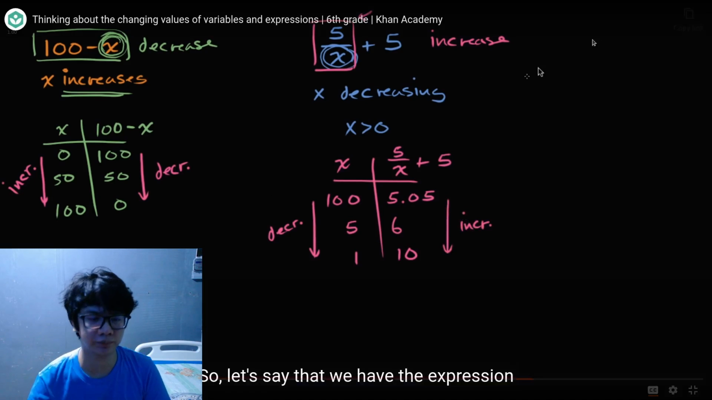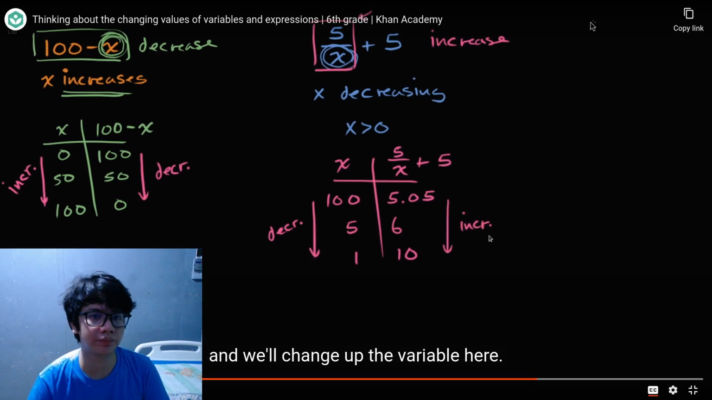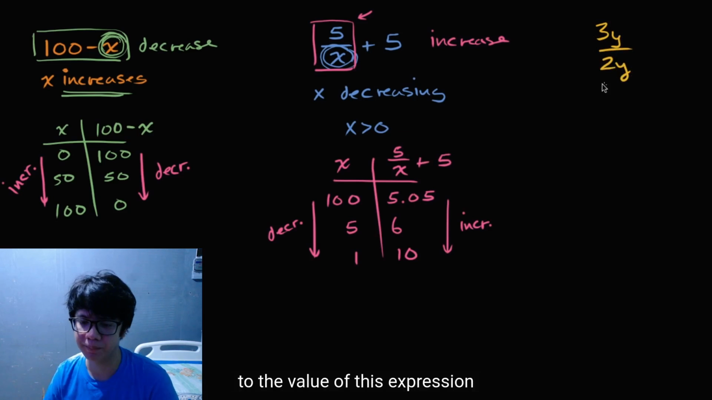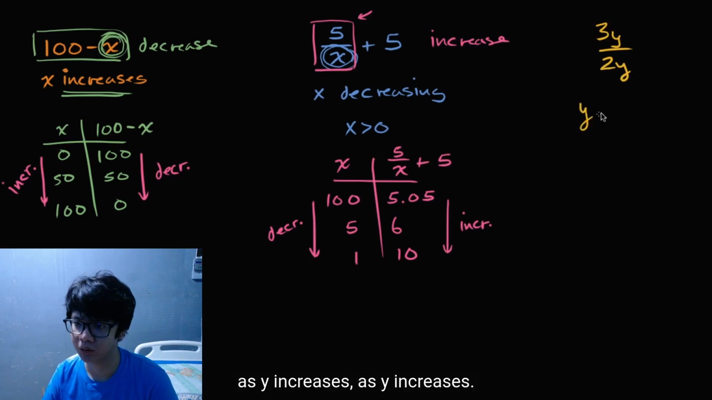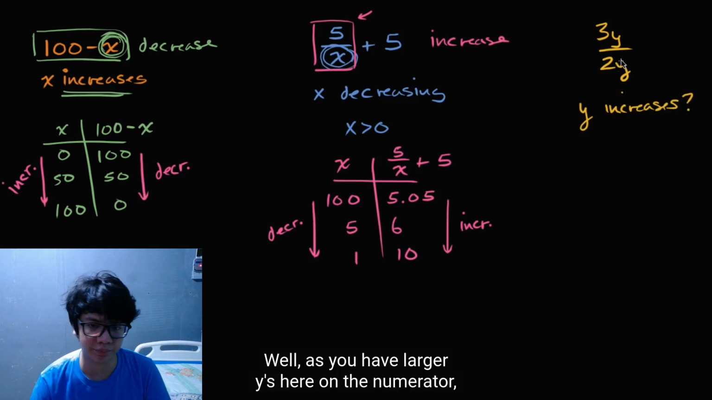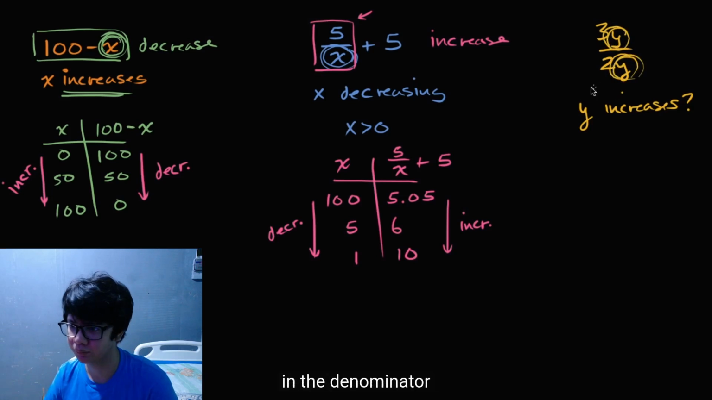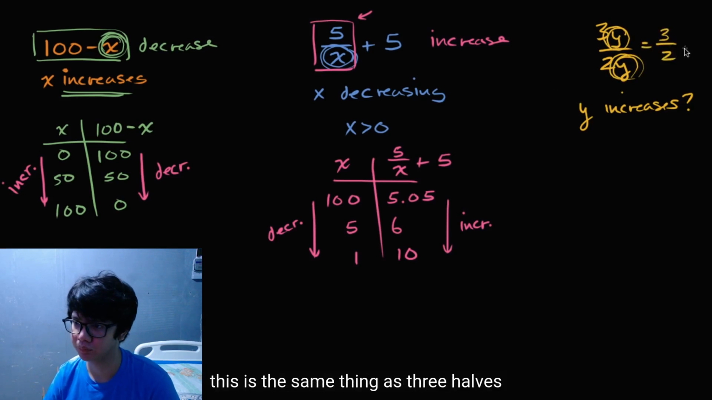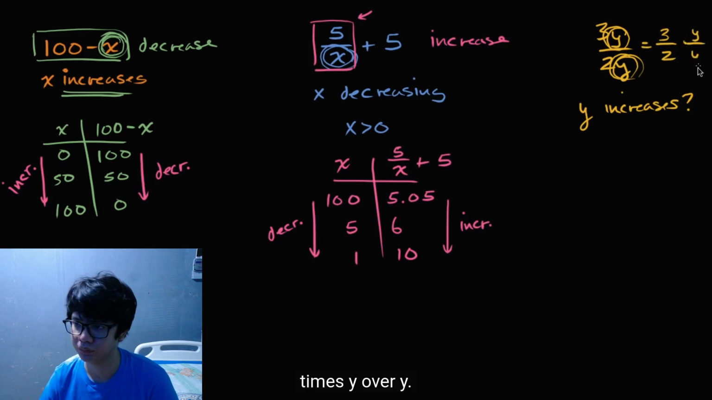So let's say that we have the expression, and we'll change up the variable here, 3y over 2y. And I'm curious, what happens to the value of this expression as y increases? Well, as you have larger y's in the numerator, you're also going to have larger y's in the denominator. And one way you could think about this is the same thing as 3/2 times y over y.